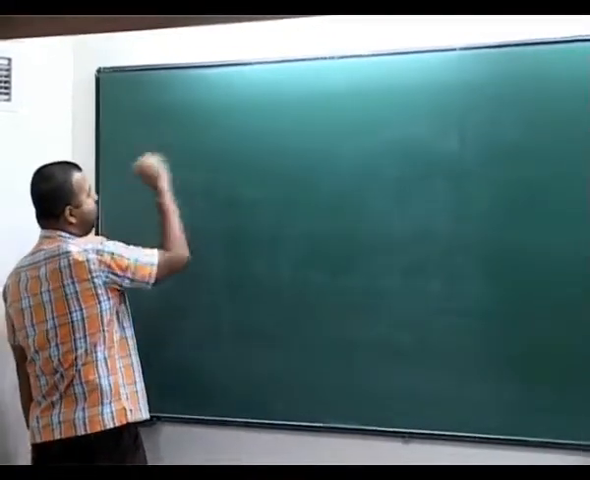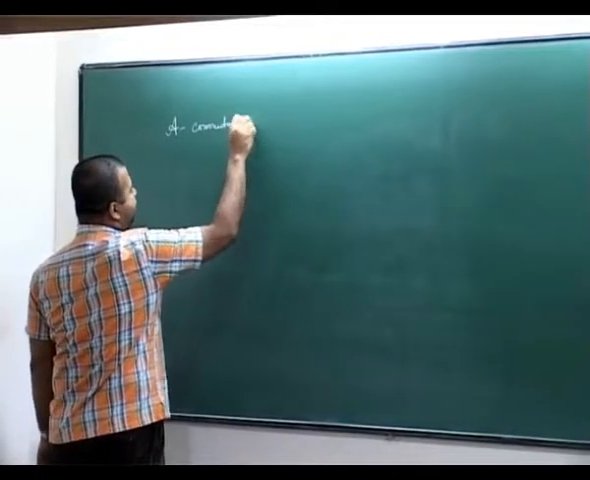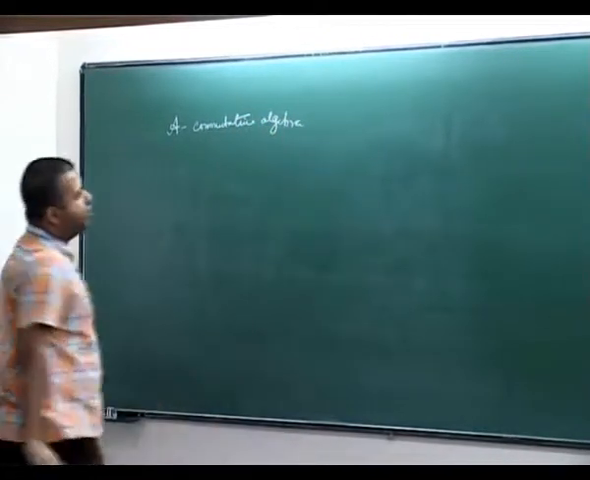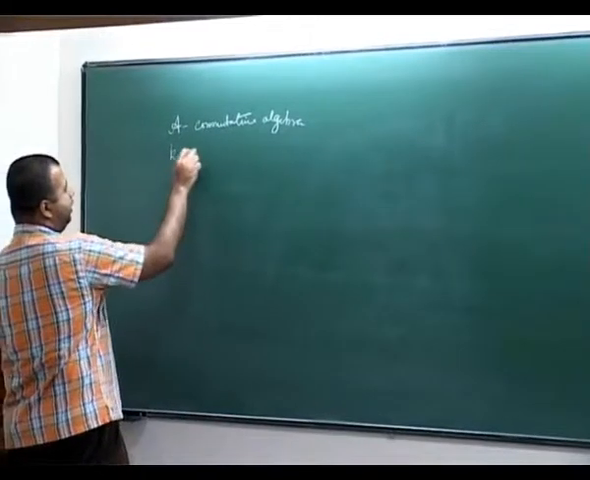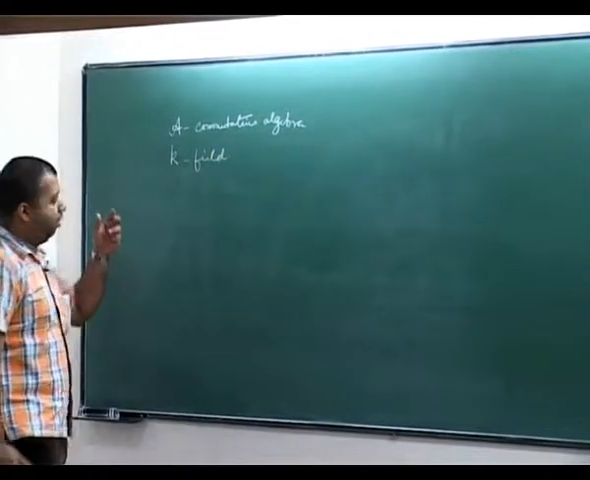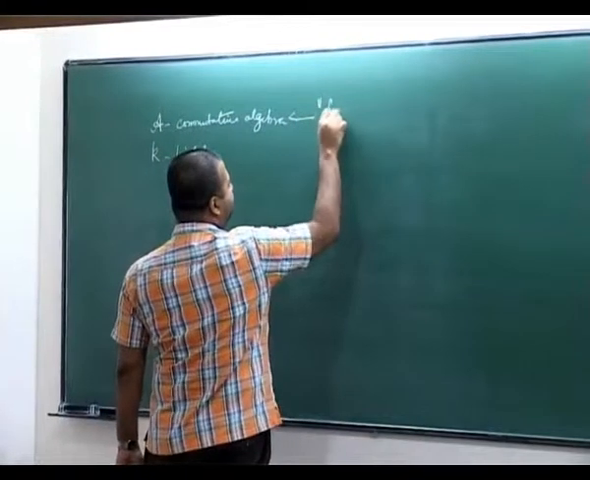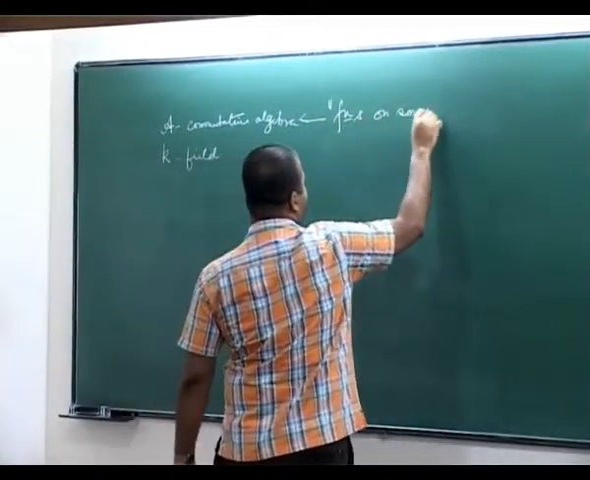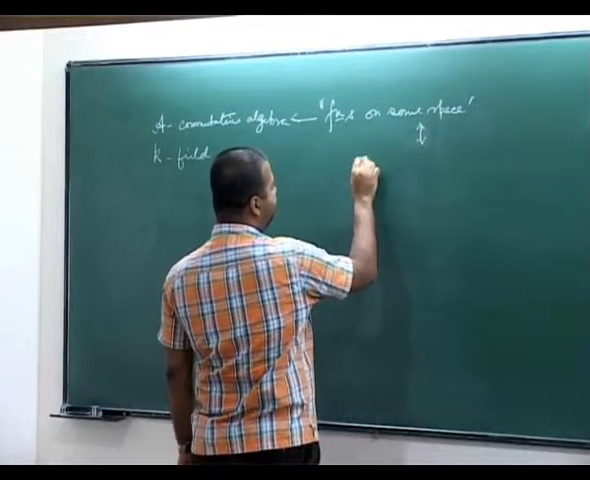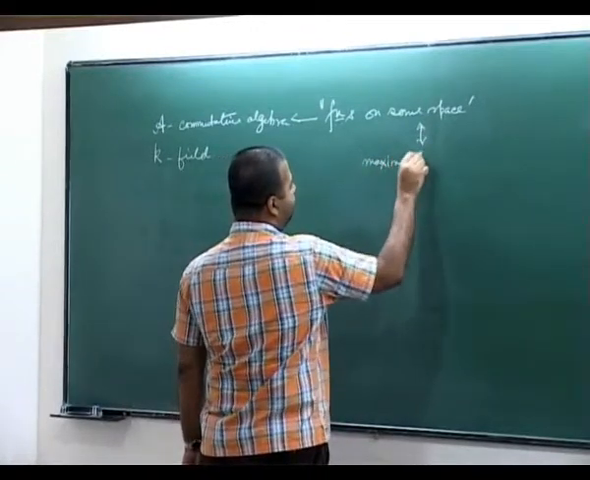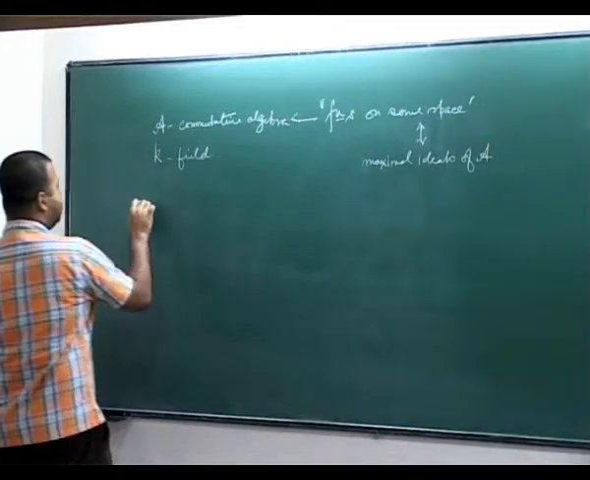So the basic principle is the following: if we have a commutative algebra A, this principle comes from there. Historically, of course, it was originally not over C, it was over arbitrary fields K. And then one always tried to think of this space as functions on some space, and this space turned out to be the maximal ideals of A.